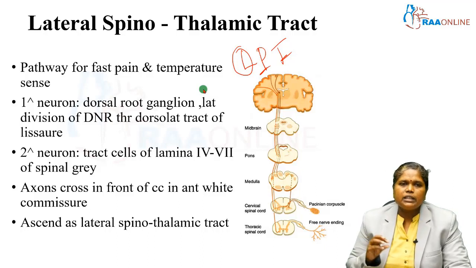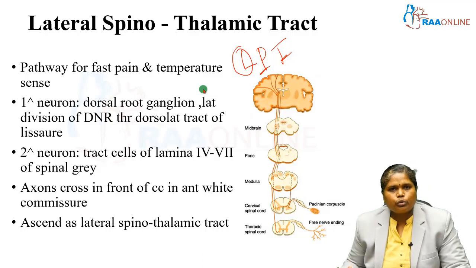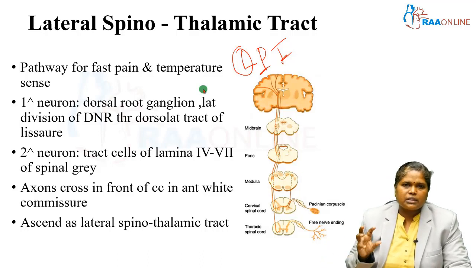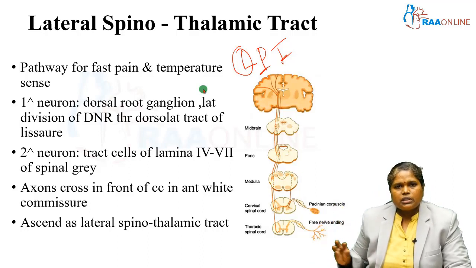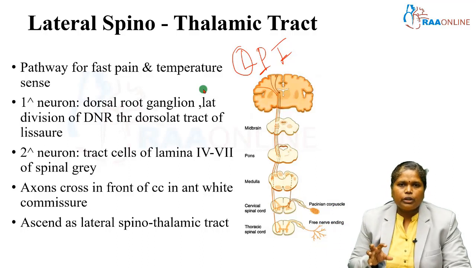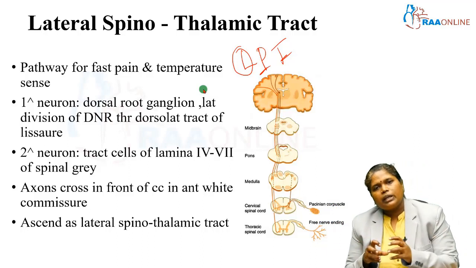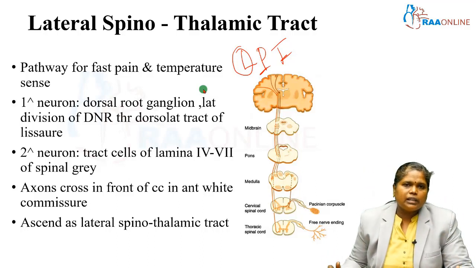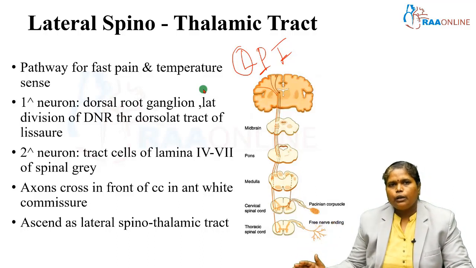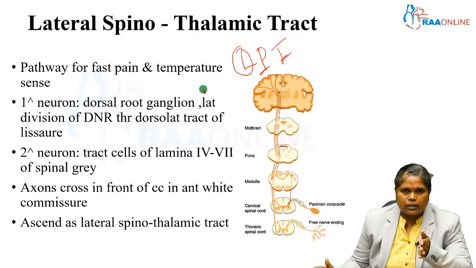So before entering the spinal cord, it will have the dorsal nerve root, the dorsal nerve root ganglion, where the cell bodies are present for that peripheral nerve. So the peripheral process will come and join with the cell body present in the dorsal root ganglion, and from the dorsal root ganglion, the axons are going to start and end in the dorsal gray horn of the spinal cord. So from the skin to the dorsal horn of the spinal cord.